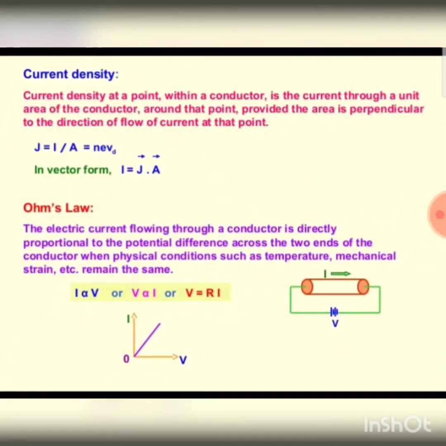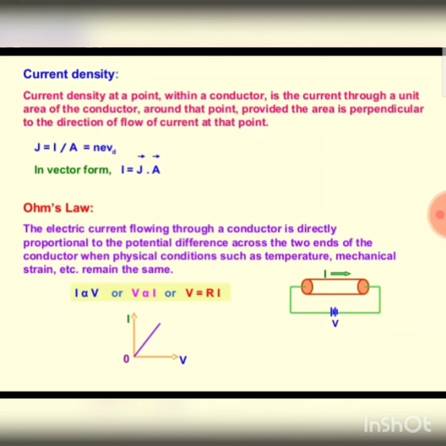Our next topic is called current density. Current density at a point within a conductor is the current through a unit area of the conductor around that point, provided the area is perpendicular to the direction of flow of current at that point. Therefore, current density J is equal to I by A. Therefore, we can get this equation, J equal to n e Vd. In vector notation, the value of I is equal to J vector dot A vector.